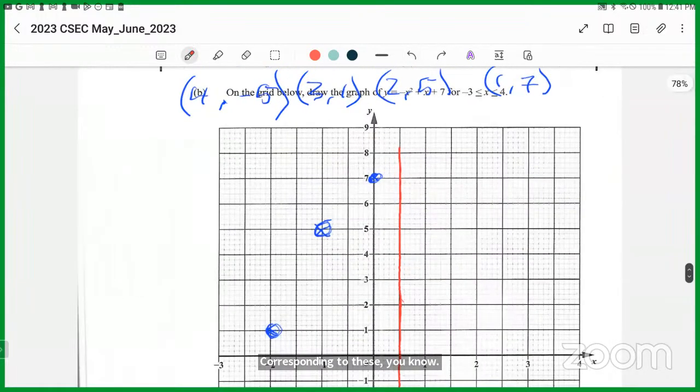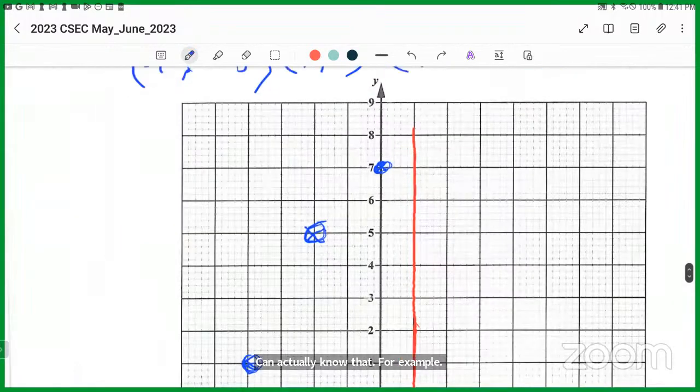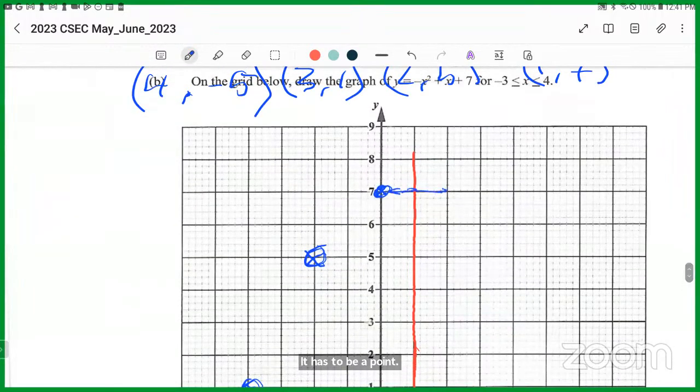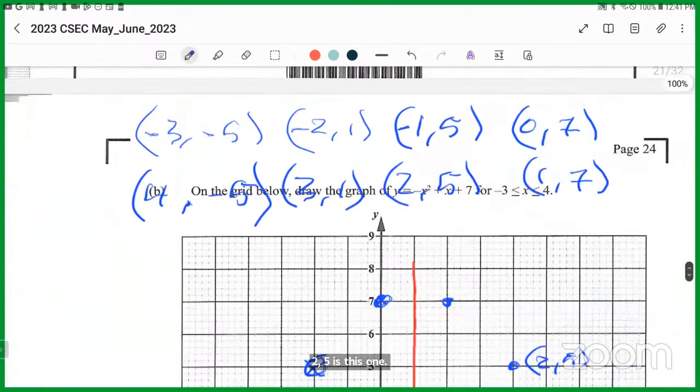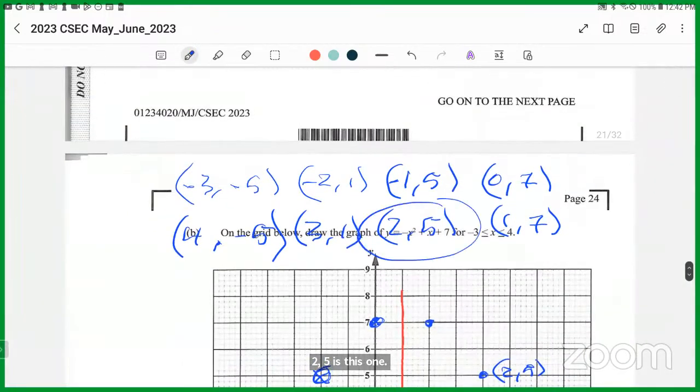You can actually know that, for example, there has to be a point the same distance from the axis from here. The red line is the axis of symmetry, so there is a point there. This point is 1, 2, 3 from the axis of symmetry. So there's a point here on the graph. Which point is that? This point is (2, 5). We can find it in the values. See, there it is, (2, 5). That's the one.